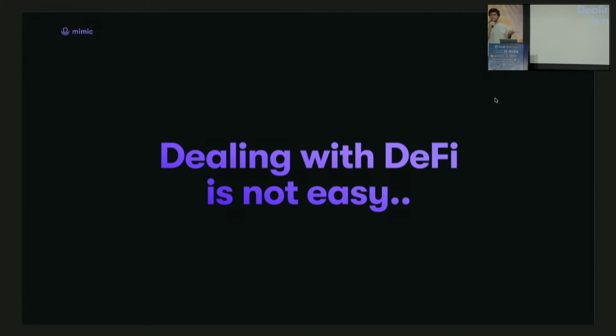So when we were working at Balancer, we started experiencing different problems or issues for certain users to use DeFi for our own use cases. So dealing with DeFi is not easy. I'm not just talking about Balancer, but it's something that I experienced while I was working at Balancer.